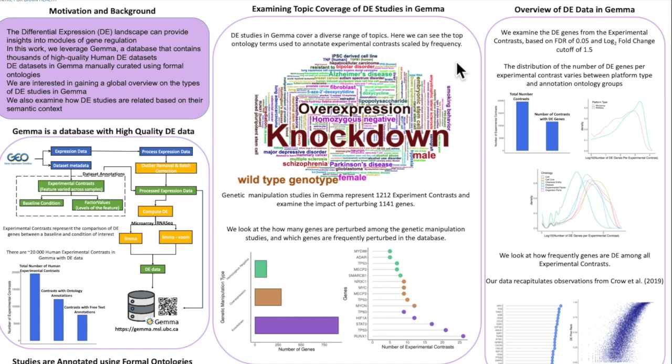Genetic manipulation studies, where the effect of a gene being say, knocked down or overexpressed in the experiment, are highly represented. These studies make up approximately 1,212 experimental contrasts and collectively look at the impact of perturbing 1,141 genes. Many of the manipulated genes featured in the database are transcription factors, such as RUNX1, HIF1A, STAT3, as well as known cancer driver genes such as TP53 and TP63.